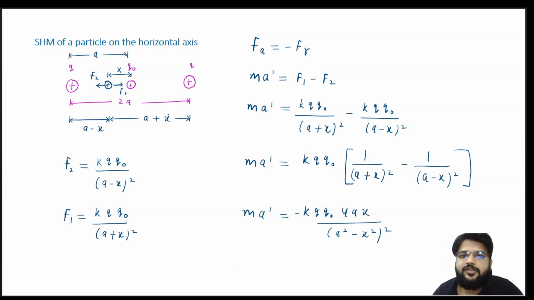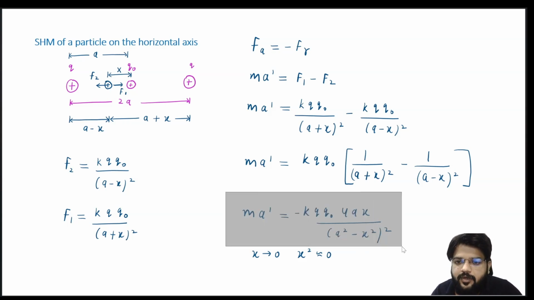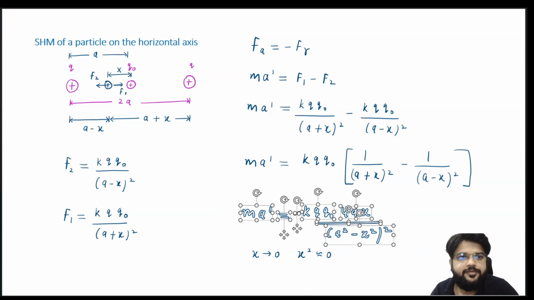Now the next thing is what? This amplitude is very small, meaning x is very small. When it is doing SHM, then x should be very small. So x tends to 0. So x square is approximately equal to 0, everyone. When x is very small, then x square is very small, so it is approximately equal to 0. So this thing we are getting. Now let's see the next step, everyone.